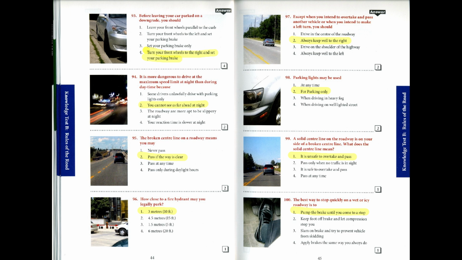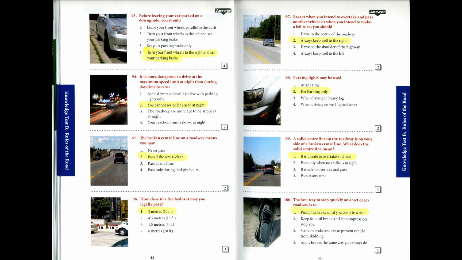Always keep well to the right, except when intending to overtake and pass another vehicle, or when you intend to make a left turn. Number 98. Parking lights may be used for parking only. Number 99. A solid center line on the roadway is on your side of a broken center line. What does the solid center line mean? It means that it is unsafe to overtake and pass.